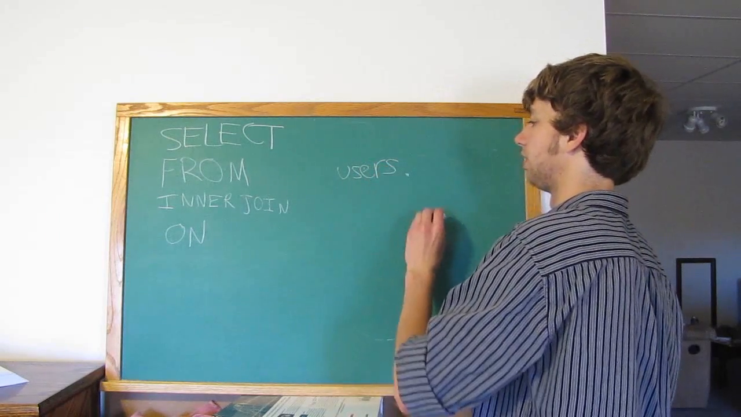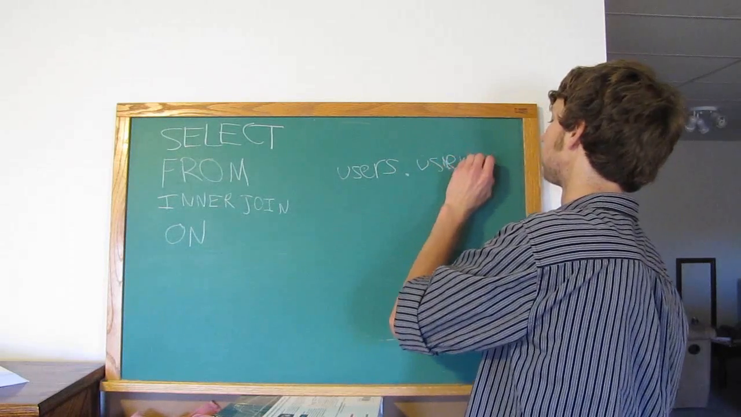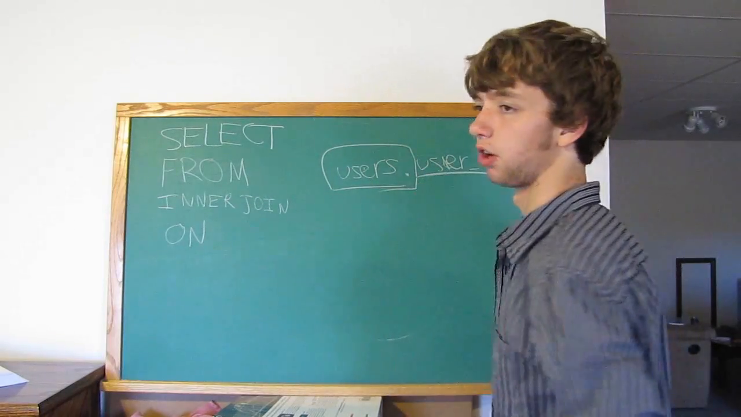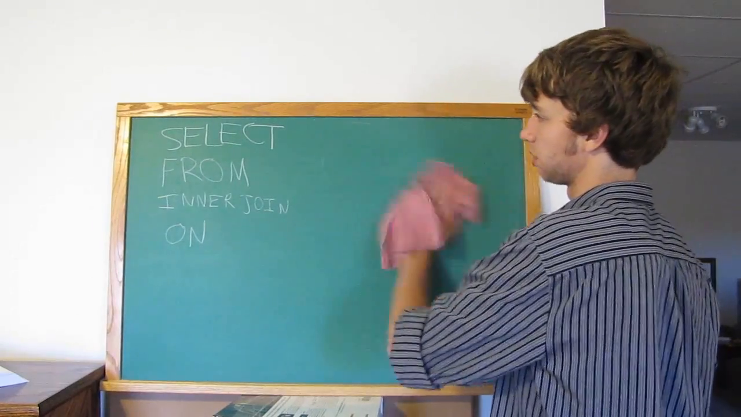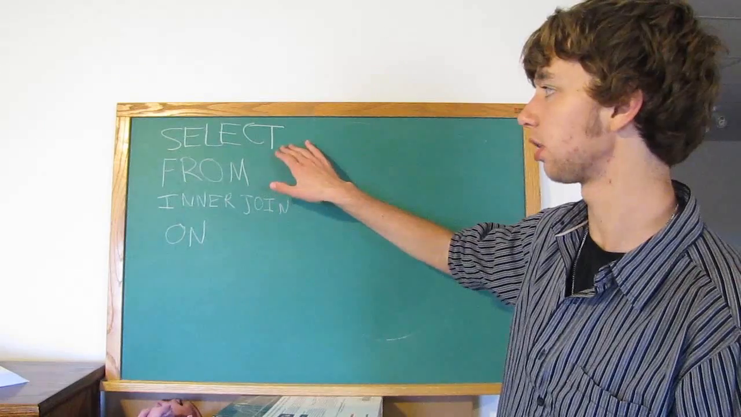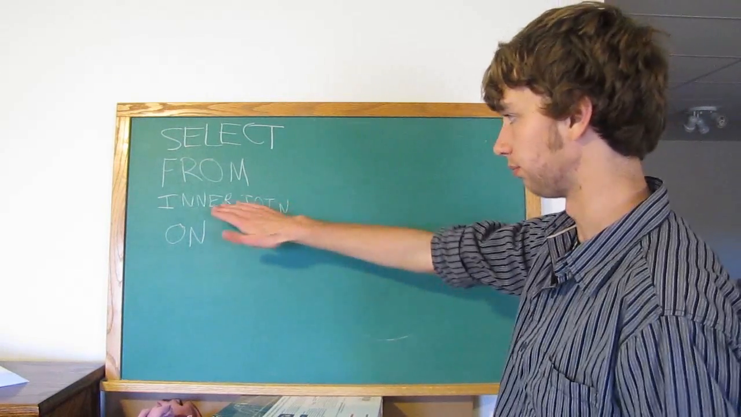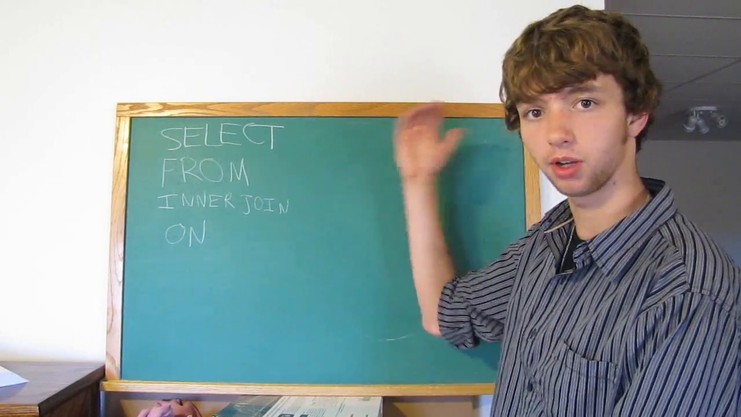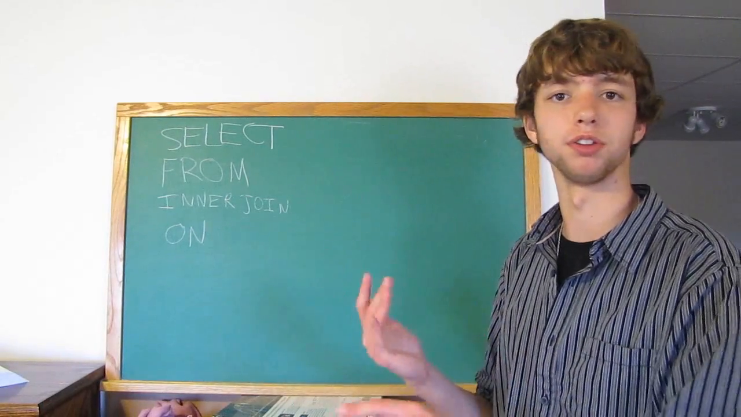So users period user ID. If we had a table users, this would be the table, and then this would be the column, and then you just put a period between them. That's dot syntax. So we put that for the select. In this query, this is how you would set it up: what you're going to select, where you're selecting it from, what you're joining on. So let me explain this a little bit more. We're going to select from the customers the name, the ID, and all this information.